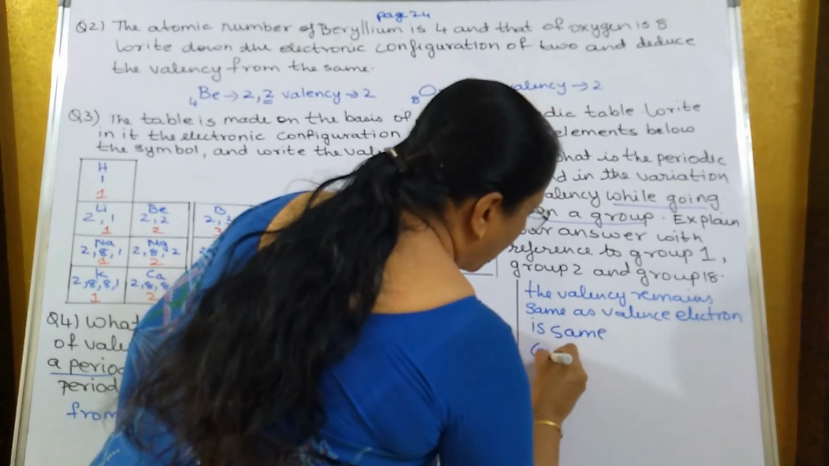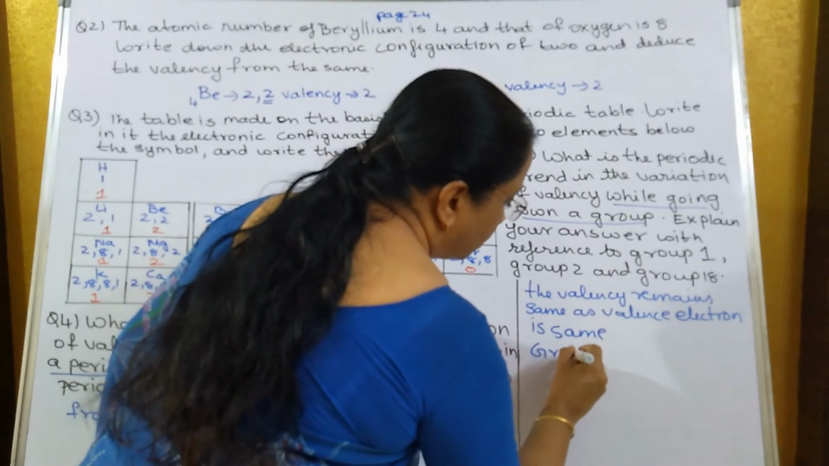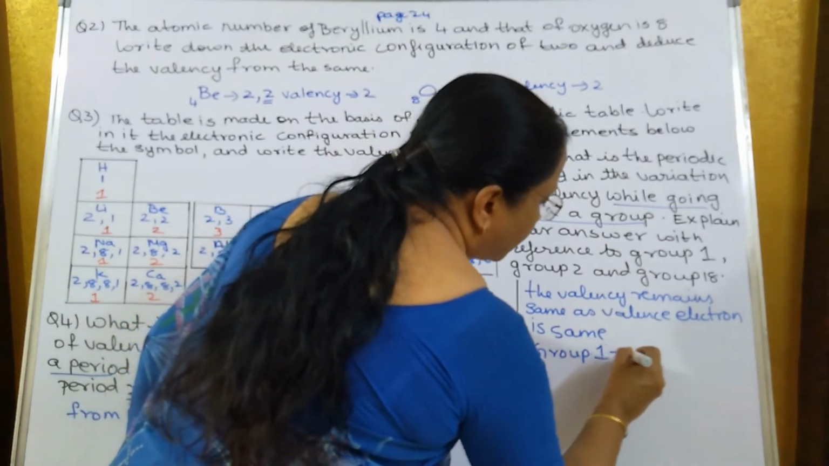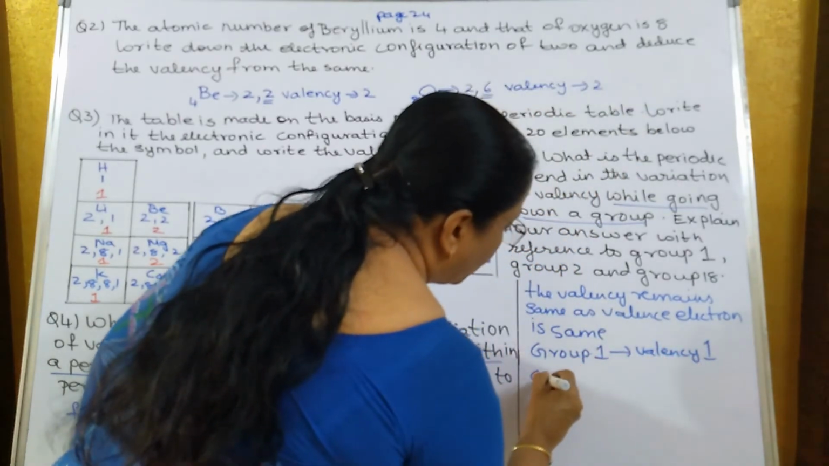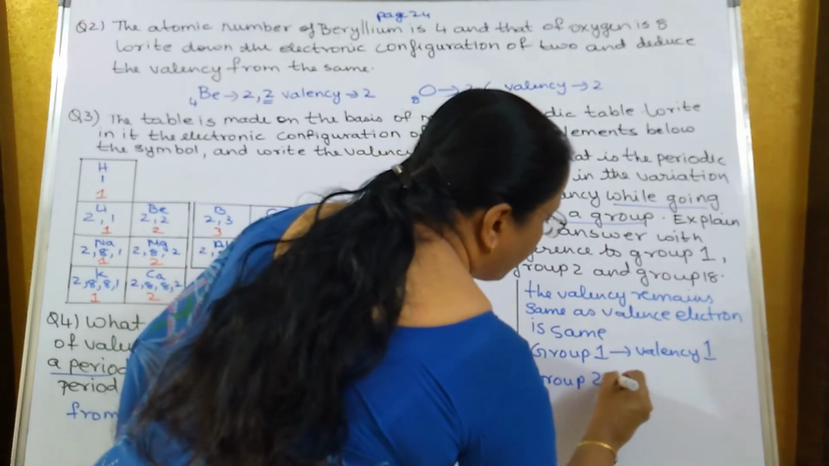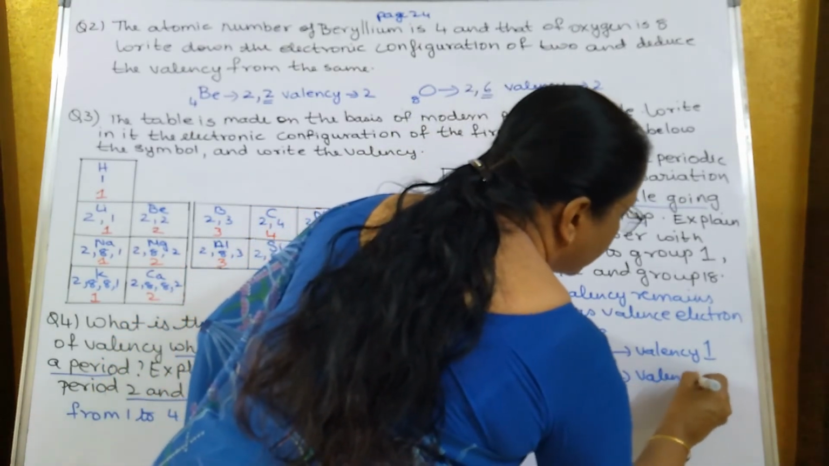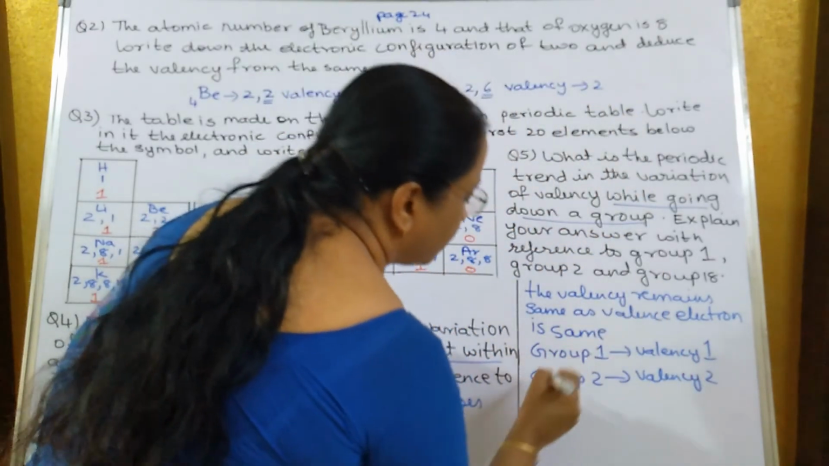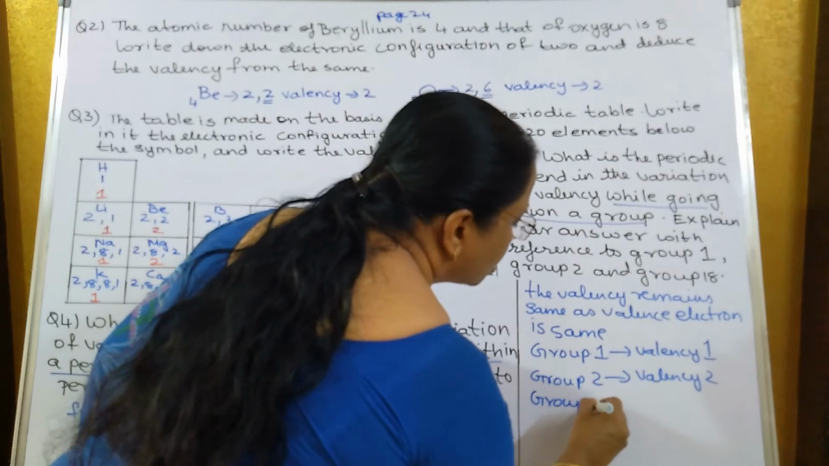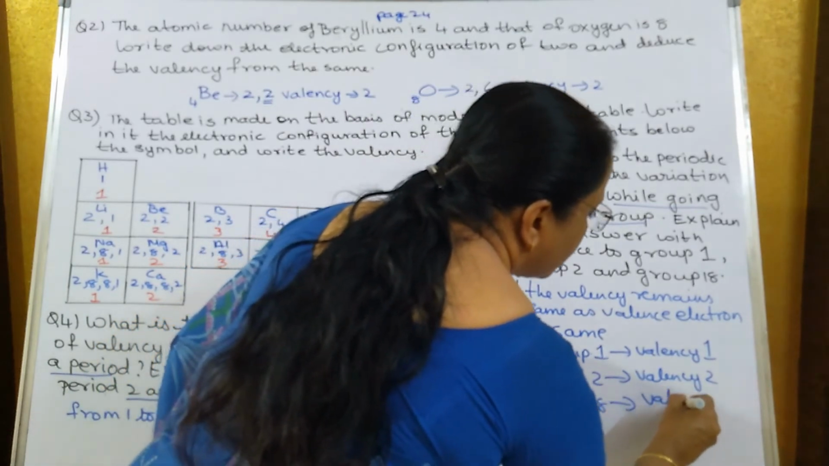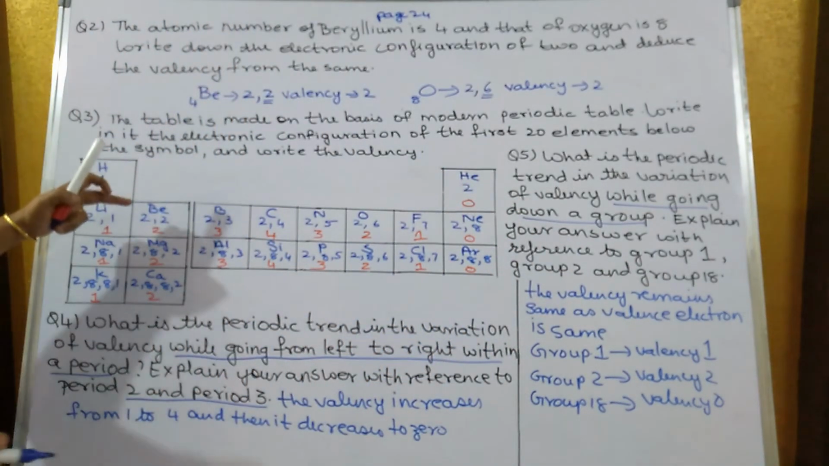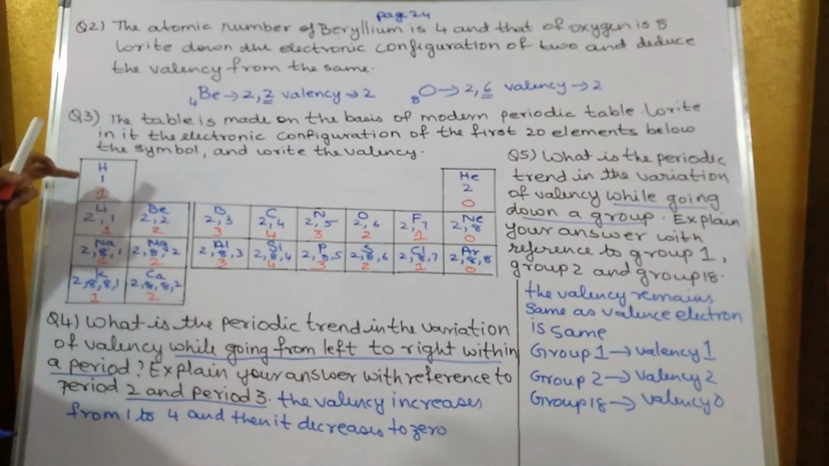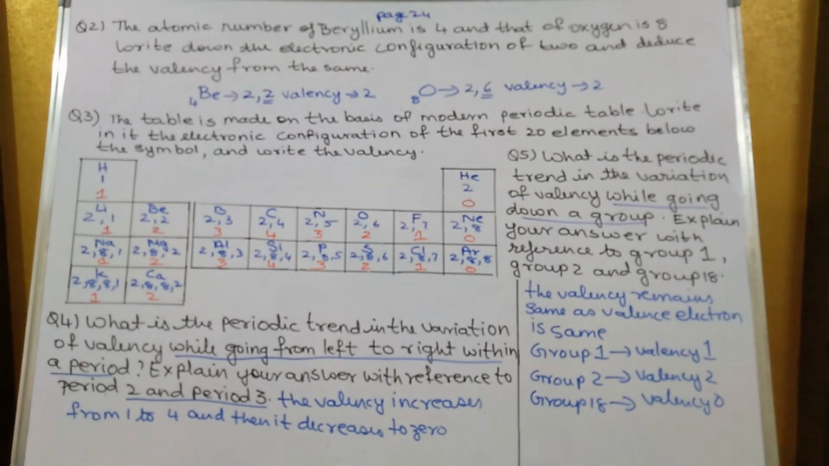In group 1, what do you find? The valency is 1. In group 2, the valency is 2. And in group 18, the valency is 0. You can see over here the valency is 0. In group 2 it is 2 2 2. In group 1 it is 1 1 1 1 1. So in a group, while going down, the valency remains same.